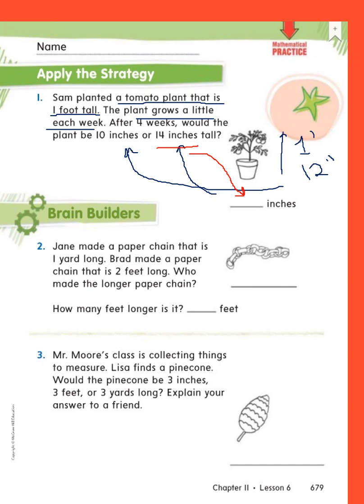Number 2, Jane made a paper chain that is 1 yard long. Brad made a paper chain that is 2 feet long. Who made the longer paper chain? Okay, so here we have to be careful because Brad's chain is 2 feet long. Jane's chain is 1 yard long. These aren't the same thing. So we have to compare. We have to think about our comparison of measurements, which we did in lessons 4 and 5.